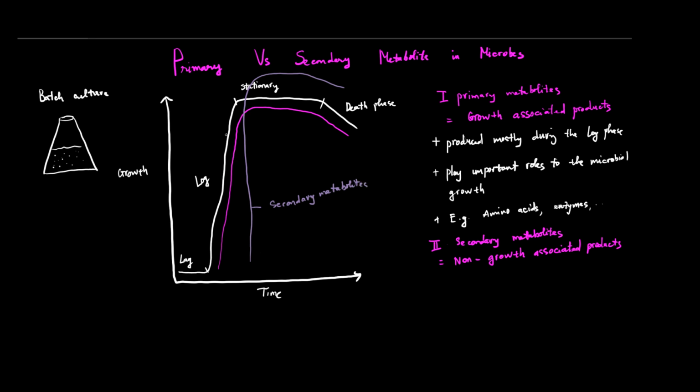This is growth. This is a primary metabolite. Secondary metabolites are produced mostly during the stationary phase.